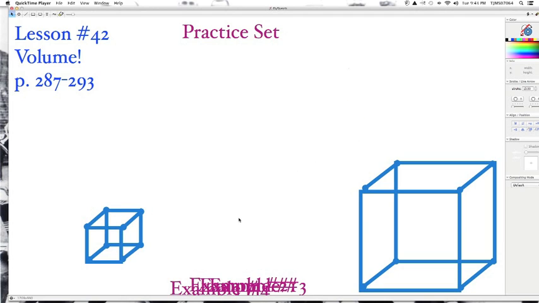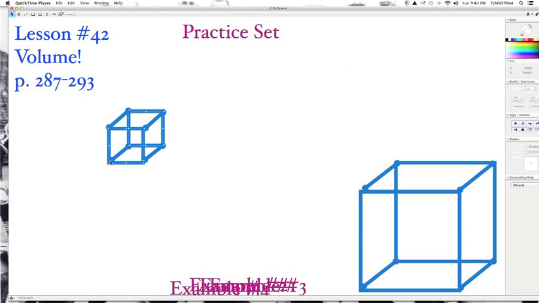B in your practice set. What is the volume of a cube with sides 2 inches long? All right, let's take a look at this cube right here. Each side is 2. This is 2. This is 2. And the height is 2. 2 times 2 times 2. That would be 8 inches cubed.